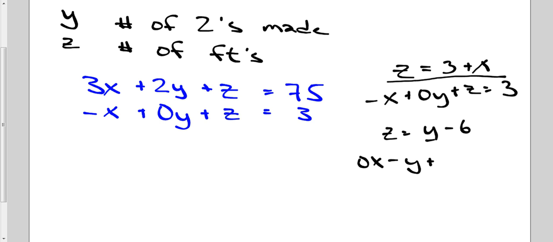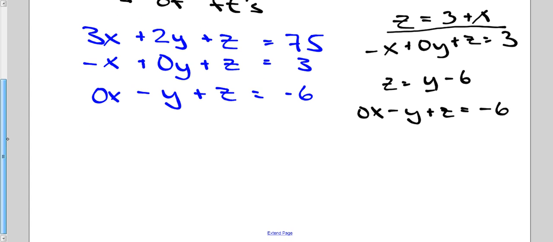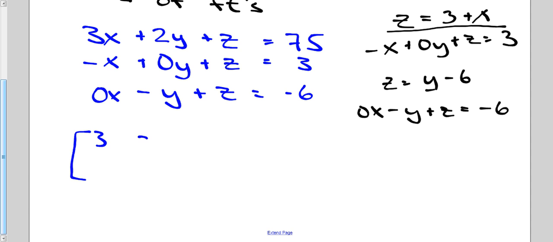Minus y plus z equals negative 6. Miriam? Okay, so that's what I'm writing over here. 0x minus y plus z equals negative 6. Matricize it. We're going to matrix that thing. So we do 3, 2, 1, 75. Negative 1, 0, 1, 3, 0, negative 1, 1, negative 6.